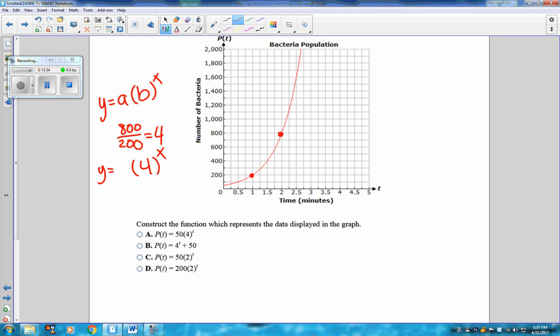Now if we look, my y-intercept, because a is my y-intercept, is right here. So if each of these little tick marks represents 100, I would say that line is probably halfway between 0 and 100. So it's about 50. So I'm going to plug in 50 for a. If I look at my equations, the one that looks just like this equation is going to be a. So a is my answer.